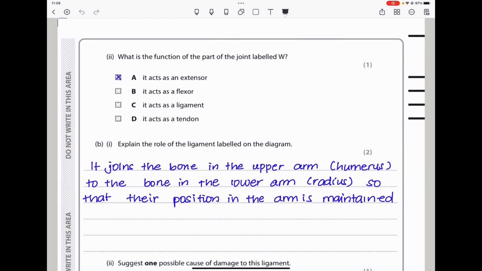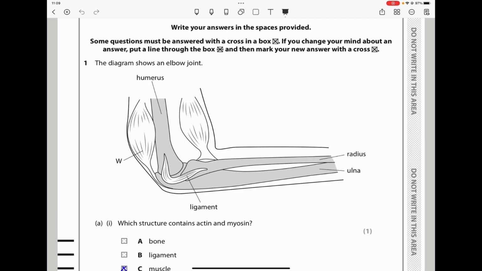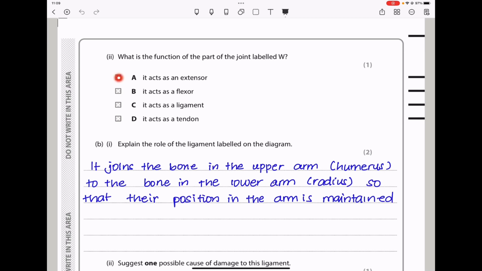Moving on. Here they say, what is the function of the part of the joint labeled W? So if I go back here, W is a muscle, and because this is a flexor, this is going to be an extensor. So my answer here is it acts as an extensor.